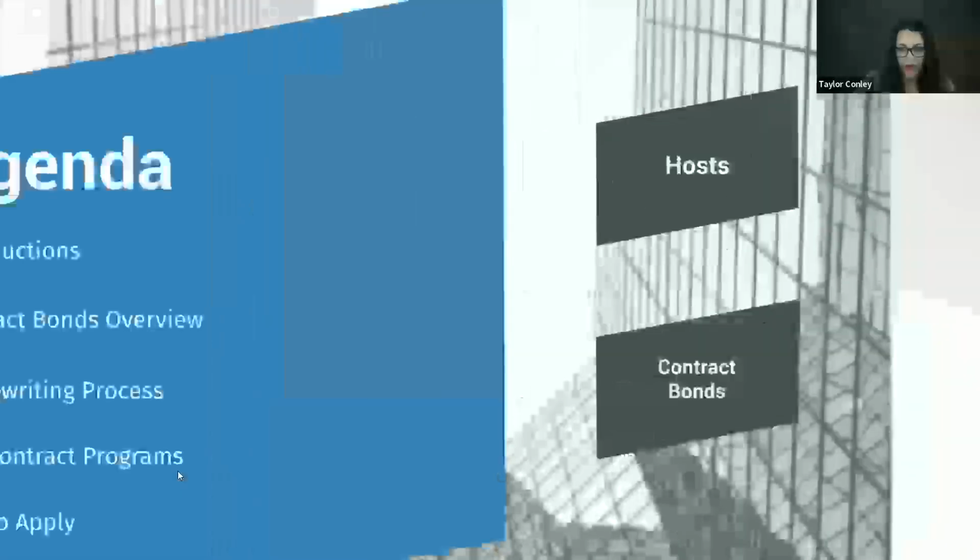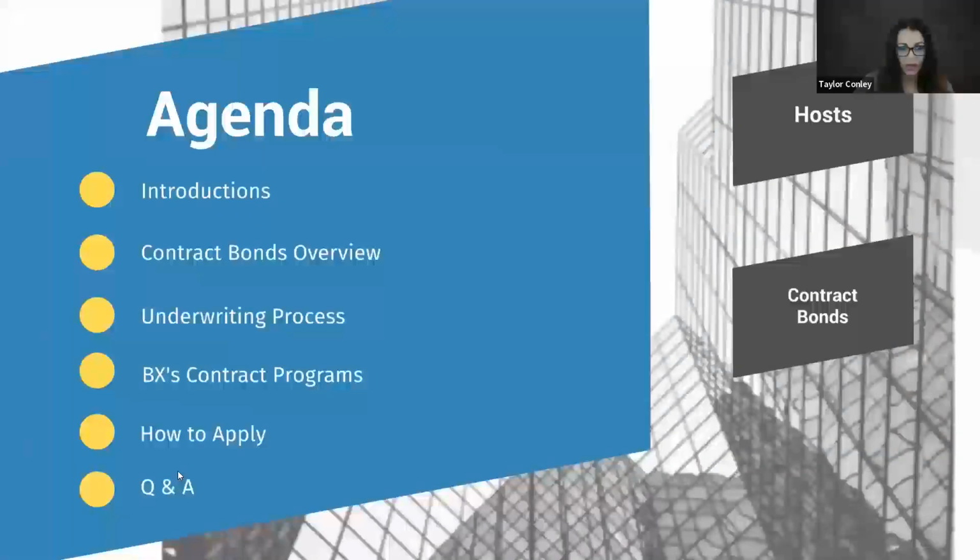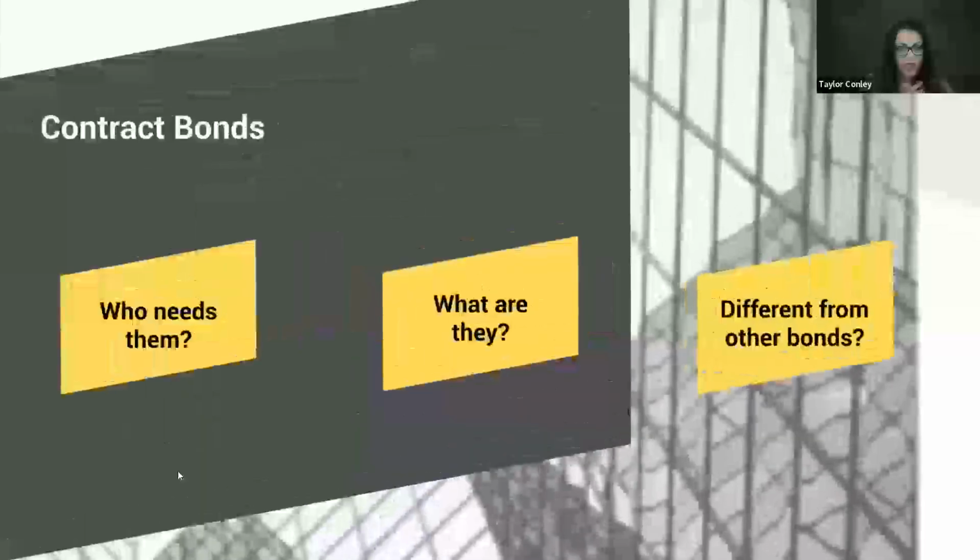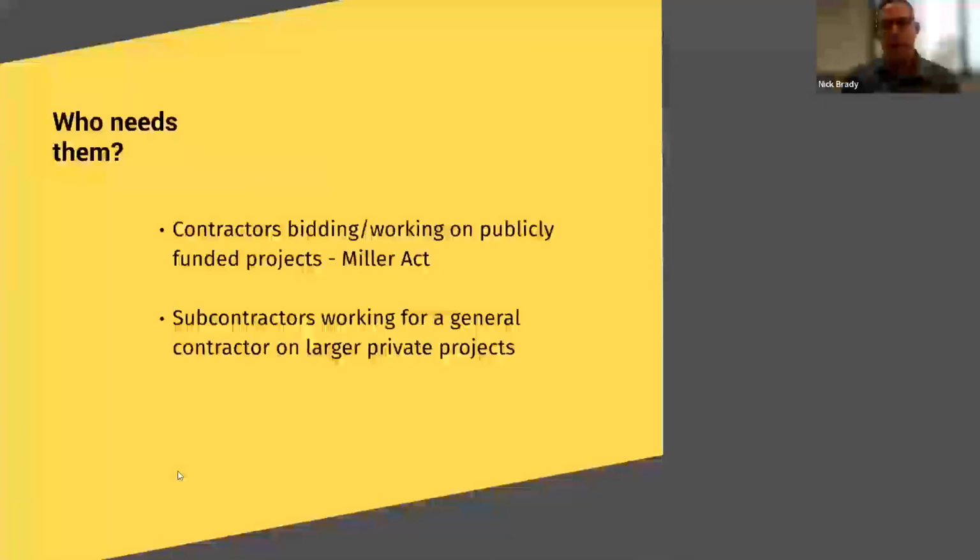So we're going to go ahead and dive into our contract bond overview. I'm going to have Nick explain to us who needs them, what they are, and how they differ from other types of surety bonds. Well, before we start, I wanted to mention this webinar is geared towards a novice bond agent. It is deliberately basic. So as Taylor mentioned, we will take questions at the end if anybody would like to discuss anything in more detail.